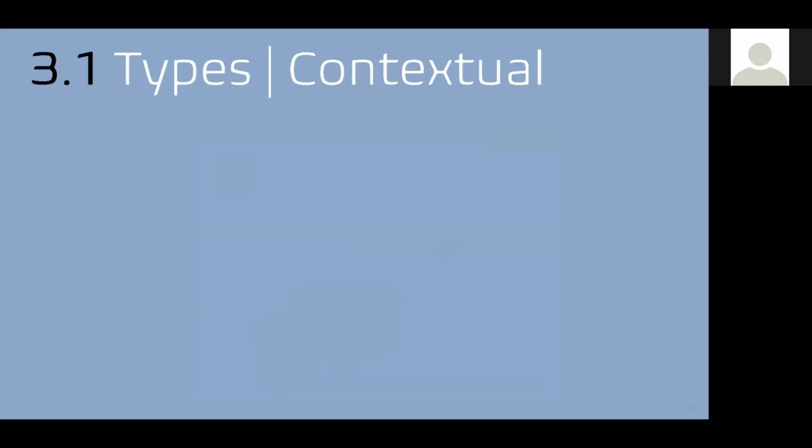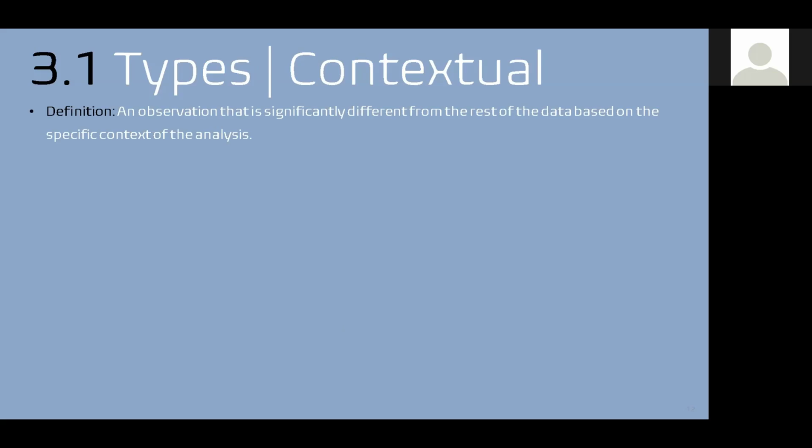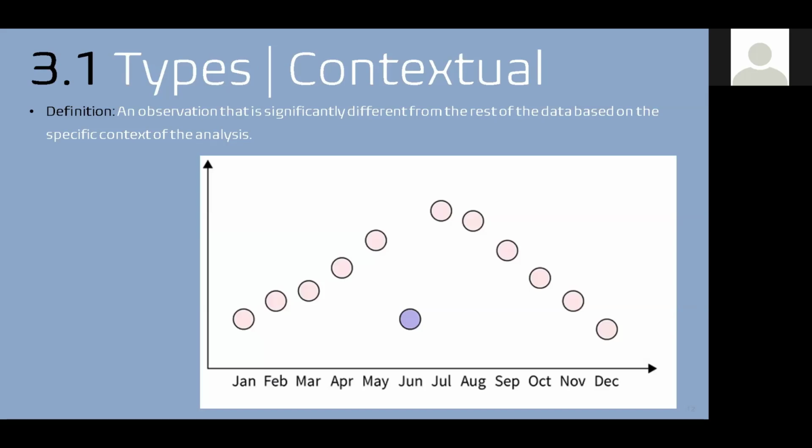All right, and there's something called a contextual outlier, which is an observation that is significantly different from others based on the specific context of the analysis. I'll show an example here. Imagine on the y-axis, I'm going to keep it empty for now, some kind of measure. On the x-axis, from January through May, the numbers go up, in June they drop, in July they go up again, and eventually they go down.